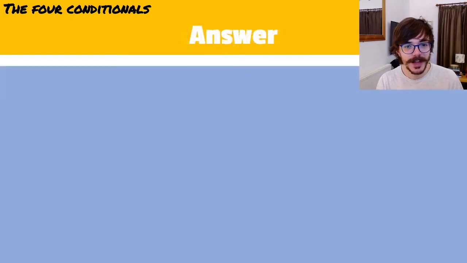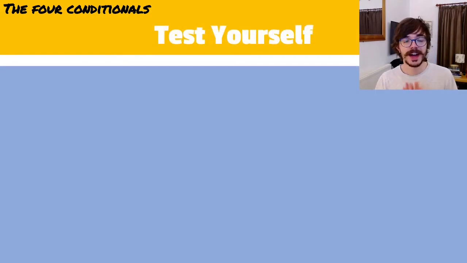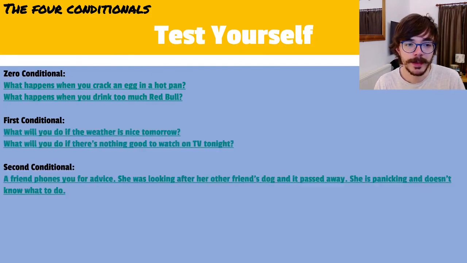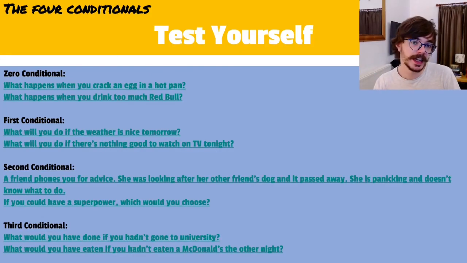Now, I have one more thing for you. I have another little test for you. I know I've asked you to write a lot of sentences already, so you don't need to do this. If you want to do more, though, here they are. I've written some contexts for the zero, first, second, and third conditional, and you can think of a sentence which matches that context. So, for example, zero conditional number one. What happens when you crack an egg in a hot pan? When you crack an egg in a hot pan, it... So, pause the video if you want to keep looking at these.